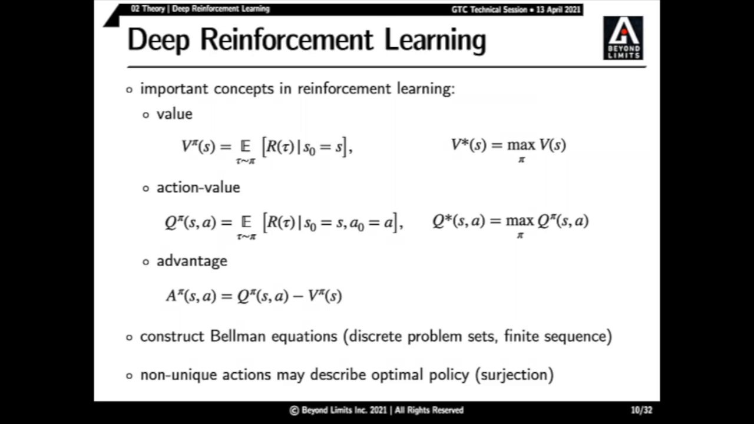Now I will quickly glance through some definitions and concepts that are central to the reinforcement learning framework. First, we have the value, which is an expectation of the reward given a particular state, and this is expressed here mathematically. More pertinent to our discussion is the action value, or what is known as the Q function, which returns an expectation of the reward given a state-action pair of functions, here denoted as S0 and A0. Now these are the building blocks of the Bellman equations for the finite sequence, finite horizon problem. An interesting point of note here is that non-unique actions may describe the same optimal policy, and this means that there is a surjective nature to this problem, which adds complexity to finding optimal solutions.